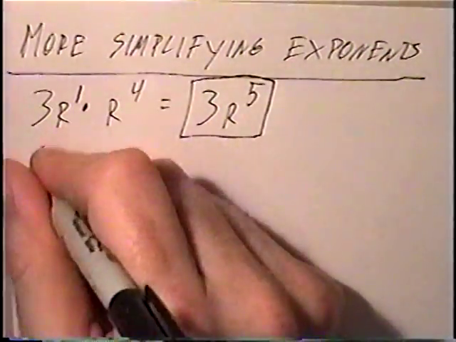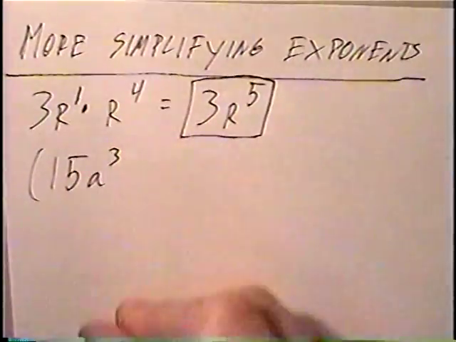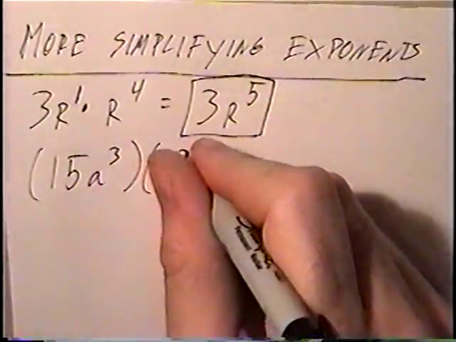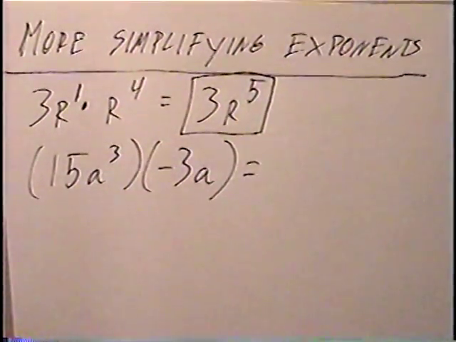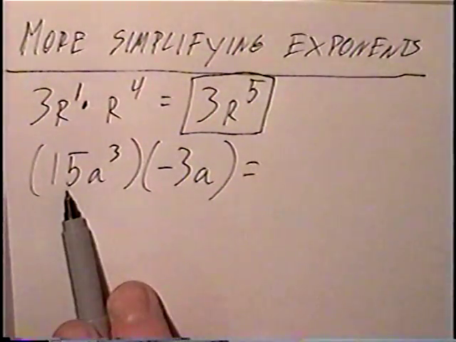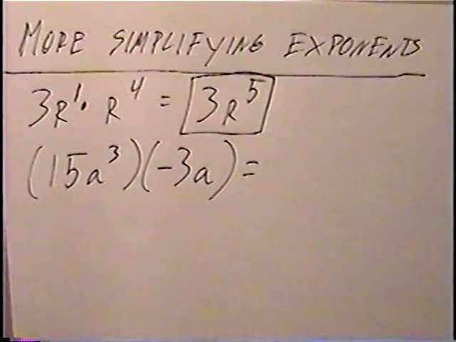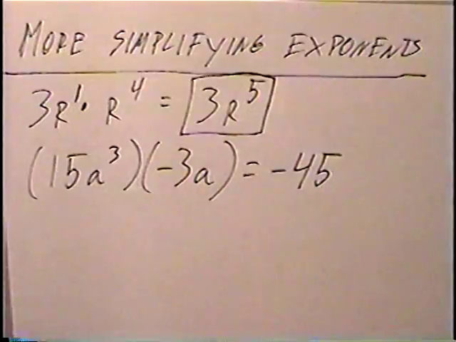Second question, in parentheses 15a to the 3rd power times a second parentheses negative 3a. Multiplying again, the coefficients or numbers in front of the variable we can multiply. 15 times a negative 3. That would be negative 45.